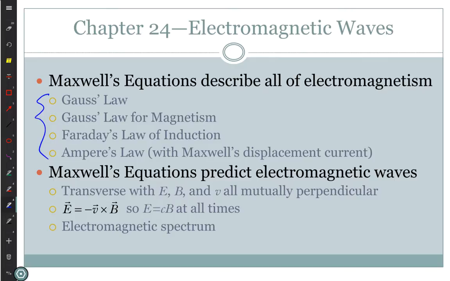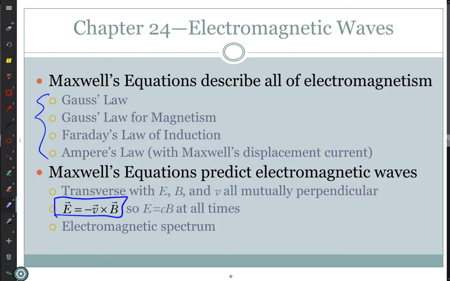So this is not a water wave. It's not a sound wave. It's an electromagnetic wave, a wave with electric and magnetic fields. For those fields, the direction of the electric field is always perpendicular to the velocity direction. The direction of the magnetic field is always perpendicular to the velocity direction. And the direction of the electric field is always perpendicular to the direction of the magnetic field. So they're mutually perpendicular, always going to be a perfect right hand. And so you have that relationship that the electric field is minus V cross B.